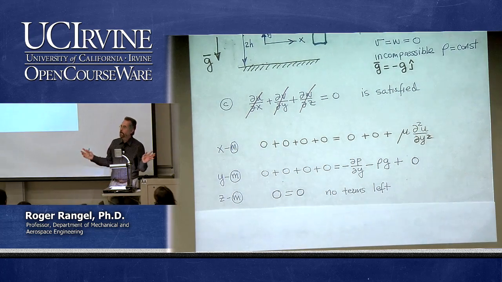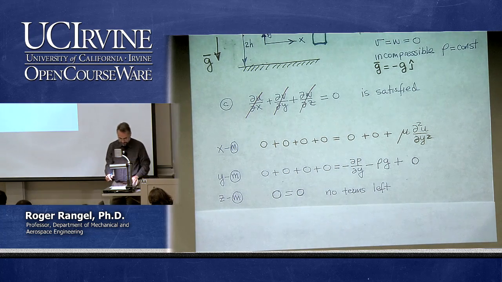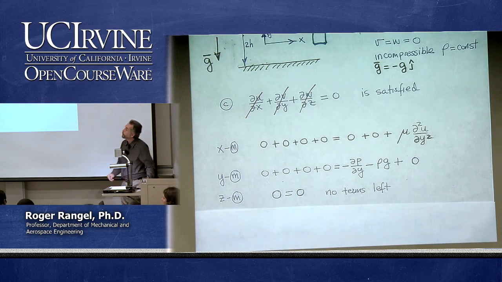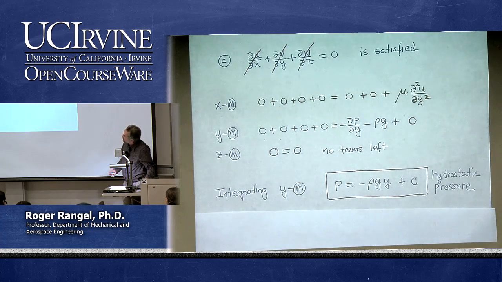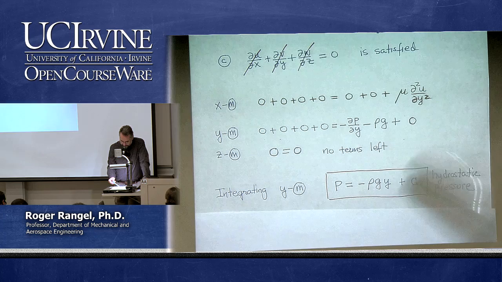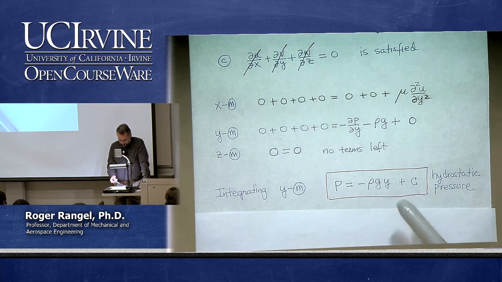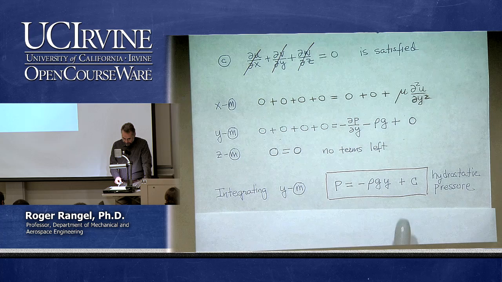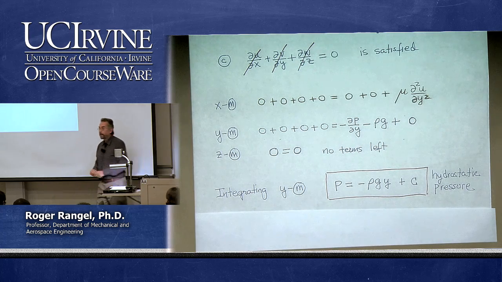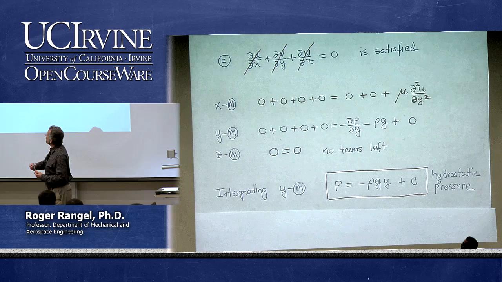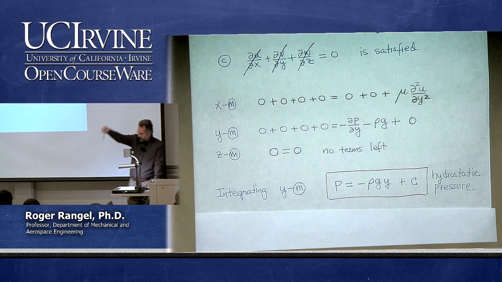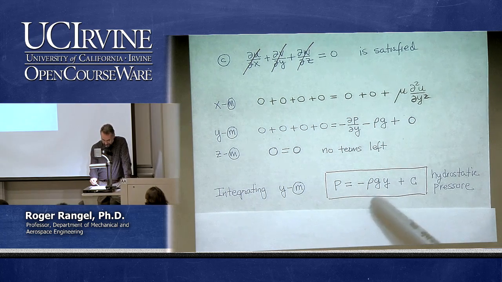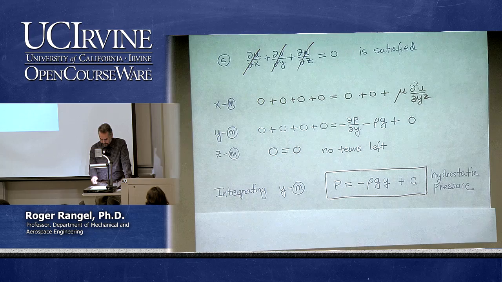By the way, the z momentum equation, there's nothing in it. I don't even have to consider it because every term in the z momentum equation is gone, of course, because I'm representing the problem as a two-dimensional problem. So if I solve the y momentum equation, then I get the result that we got when we were looking at hydrostatics, that the pressure is negative rho g y plus some constant. That simply states the fact that the pressure increases as you go down, right? As y goes more and more negative, the pressure increases due to the gravitational field. So this is just hydrostatics.